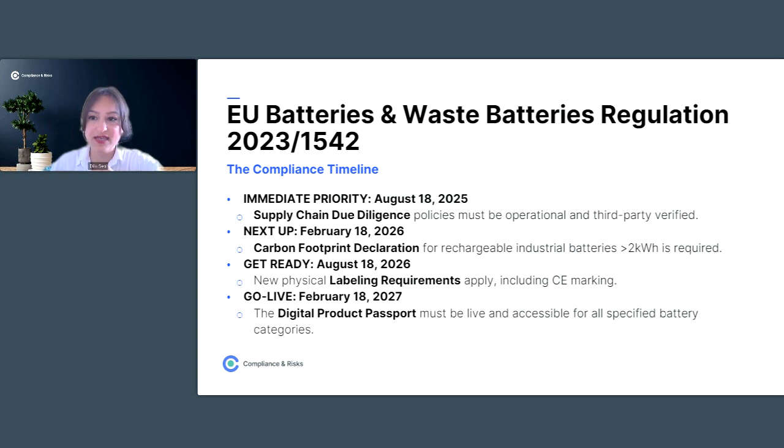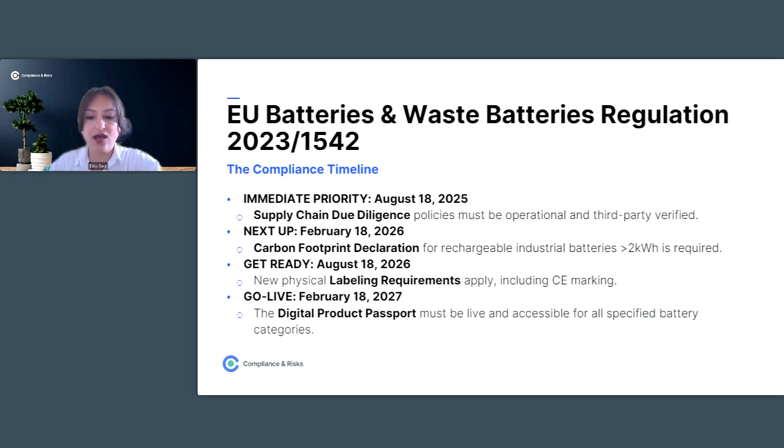Now let's check the timeline. The 2027 DPP deadline is the final milestone, but the enabling work must be completed much sooner. I didn't talk about other requirements in detail because of the time constraints, but the most urgent and foundational deadline is the 18th of August 2025.